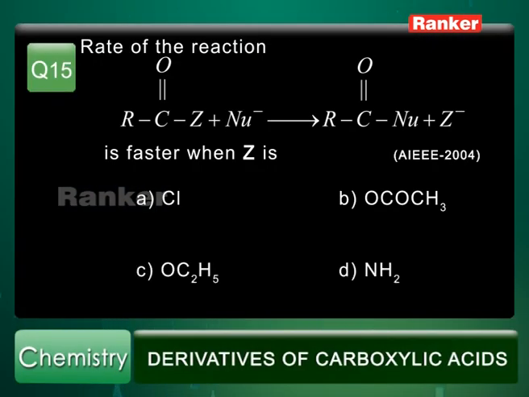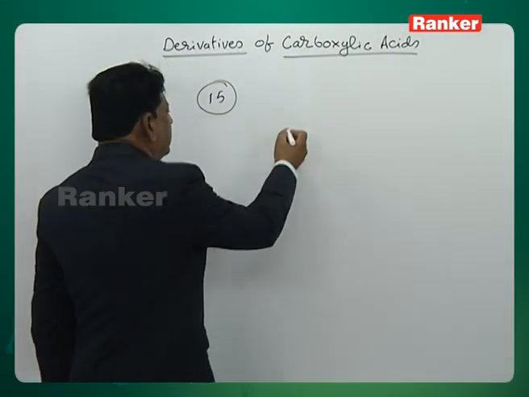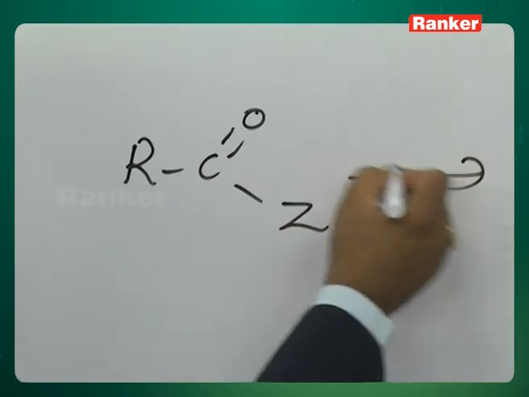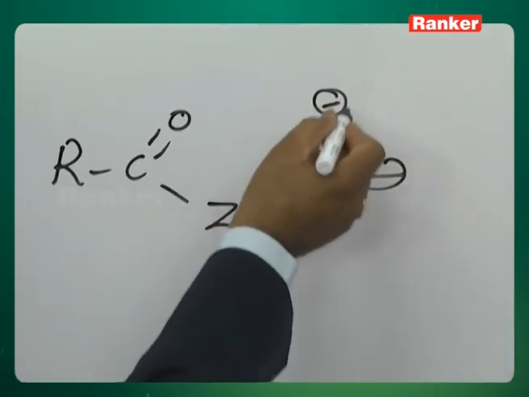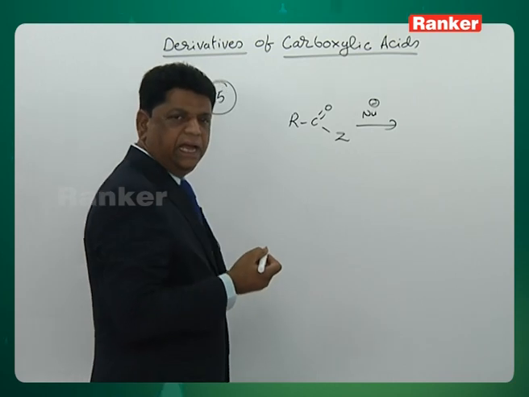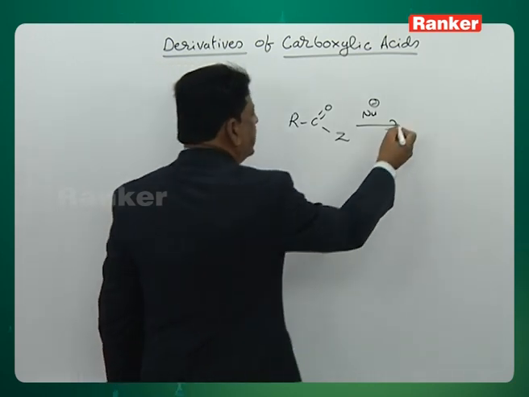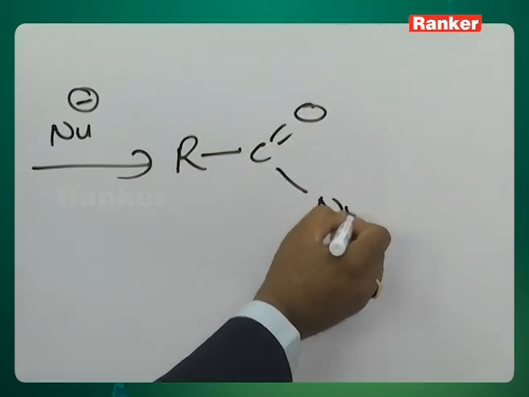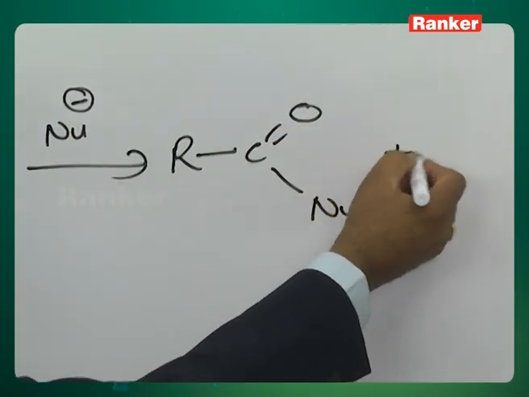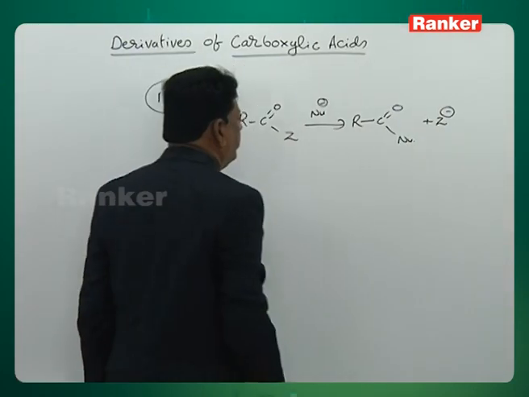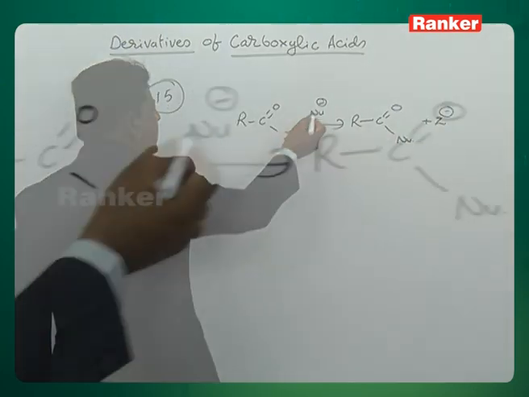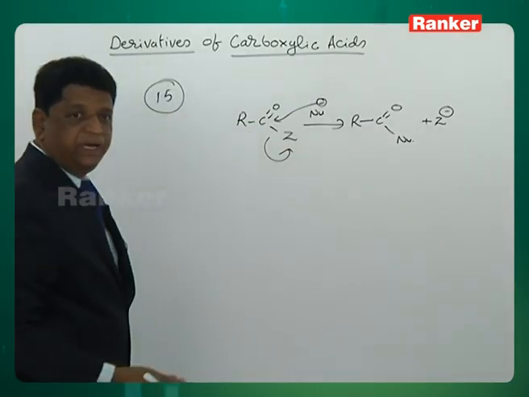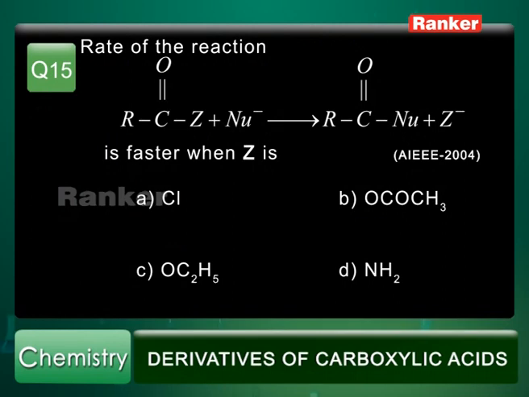The rate of reaction of a particular compound RCOZ when treated with a nucleophile. The nucleophile is replacing the Z and you are getting RCO-nucleophile, and the Z will be out, as the outgoing group. So, in which condition the nucleophile readily replaces the Z, then the rate of the reaction will be fast. So, the options are given.